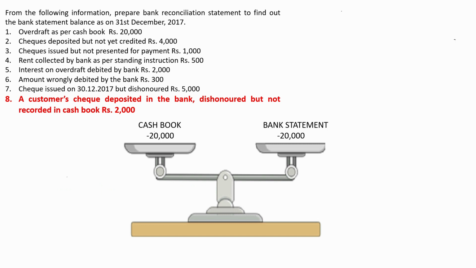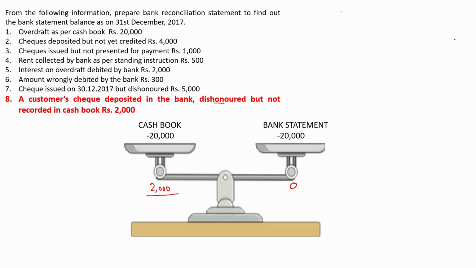A customer's check deposited in bank. As soon as a check is deposited, we write it as a deposit in the cash book. It is dishonored. That means the banker has not treated it as a deposit. In the cash book, it is treated as a deposit. In the bank statement, it is not a deposit.